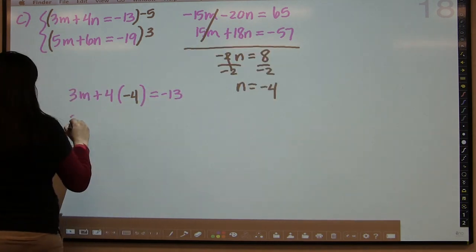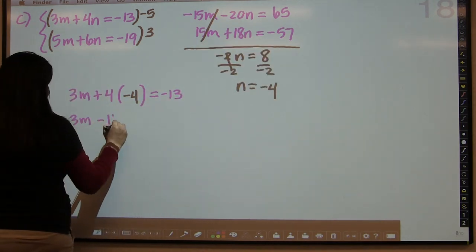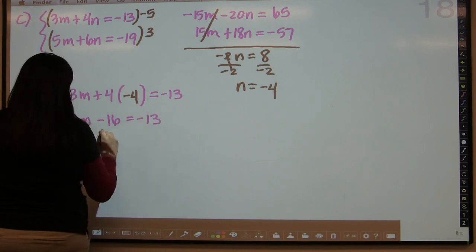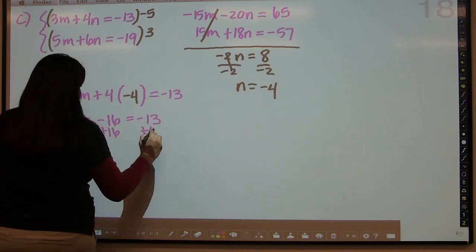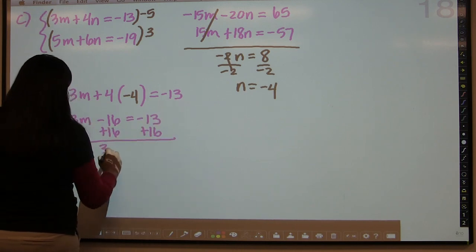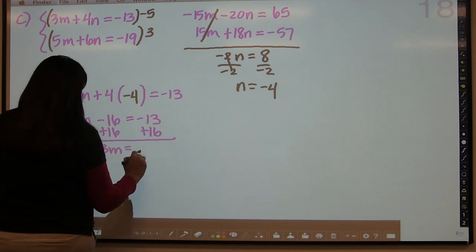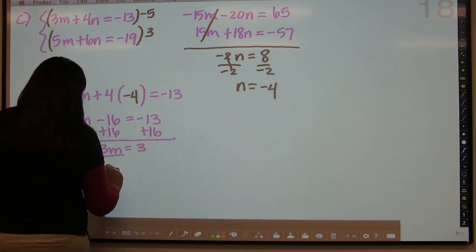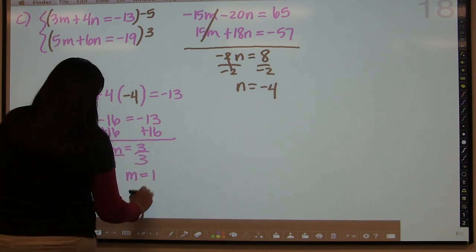And we're going to have 3m minus 16 equals negative 13. Then we add 16 to both sides. And 3m equals 16 minus 13, which is 3. Divide by 3, and m equals 1.